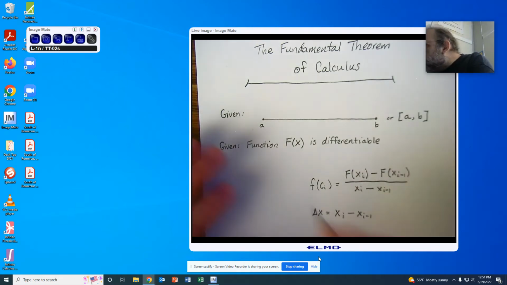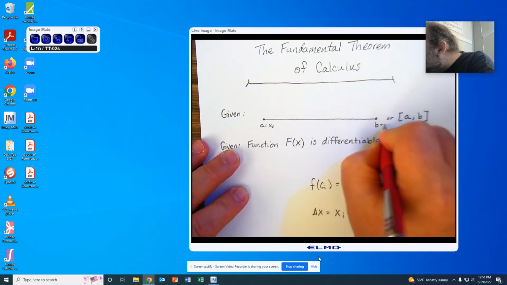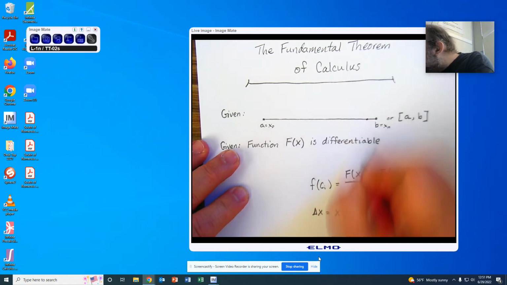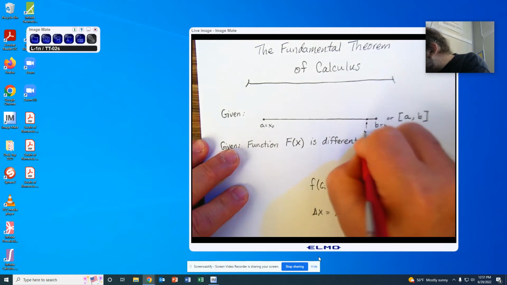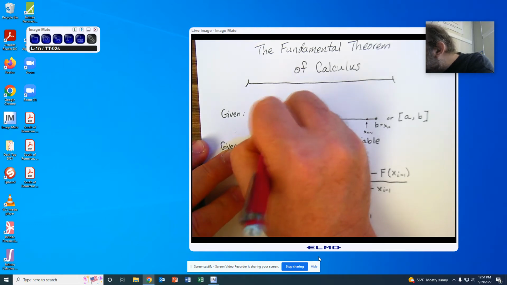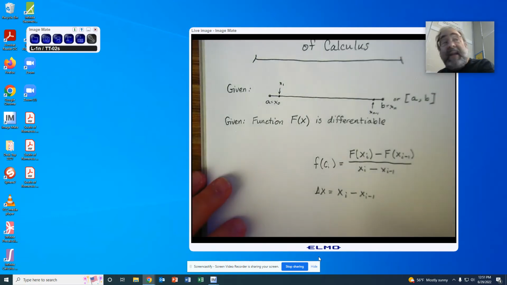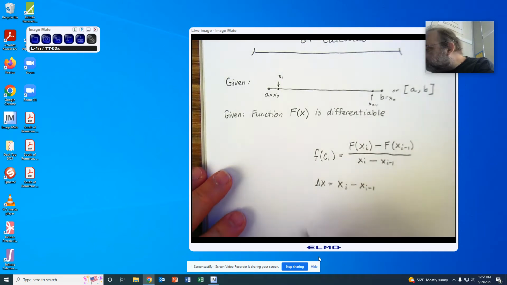Now, for convenience, we're going to talk about a as x sub 0 and b as x sub n, which means that the value that precedes b has to be x sub n minus 1, and the value that follows x sub 0 or a is x sub 1. And if that's the case, then we can now make a very clear generalization.